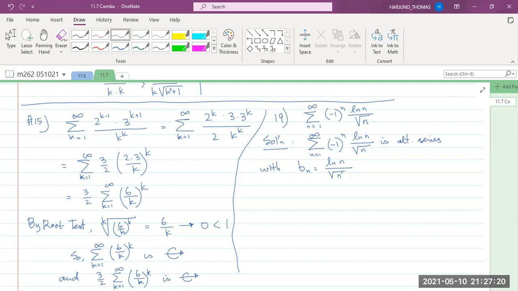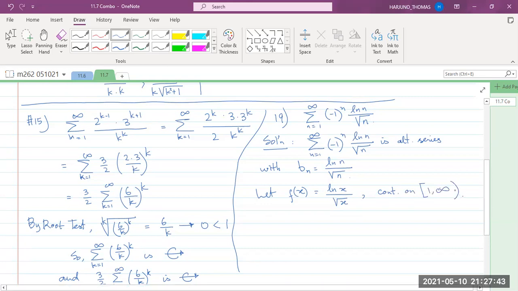So to show decreasing and convergent, let's use a continuous function. Let f(x) equal natural log of x over square root of x. Now this is continuous on, what we need is actually just from 1 to infinity, right? In fact, it is continuous from 0 to infinity, not including 0.